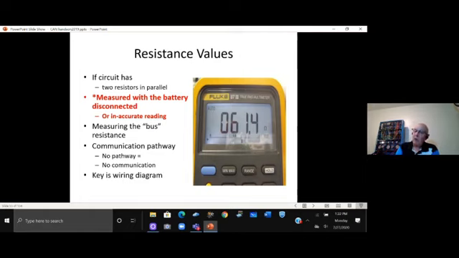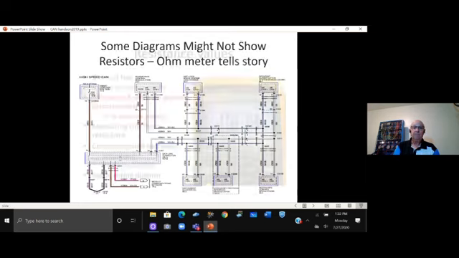Okay? The key to all this is the wiring diagram. And in my particular case, I'm looking at a high-speed network. So I just went to pin 6 and pin 14. Here's a forward wiring diagram. I dare you to find the 120 ohm resistors. The thing is, they're not there. It doesn't mean they're not on the car. It just means they're not on the diagram.